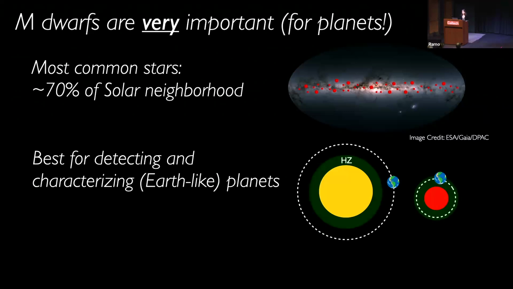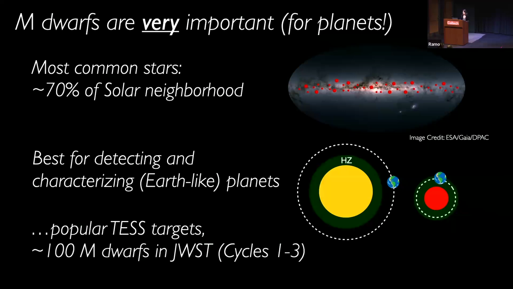And this is because M-dwarfs are relatively low in mass and small in size compared to solar-like or sun-like stars. So this means that planets that orbit around M-dwarfs are going to induce stronger transit and radial velocity signals. And because M-dwarfs are smaller in size, their habitable zones are also going to lie closer in to the host star. So it's going to be much easier to detect planets in these habitable zones, even if these planets are small and rocky, like Earth. So for all these reasons, M-dwarfs are super popular targets for exoplanet surveys.